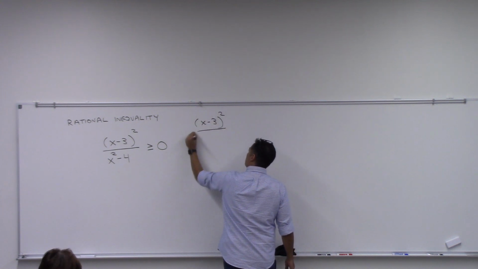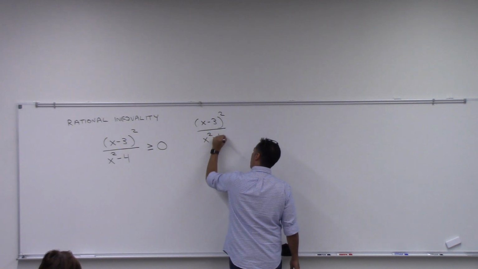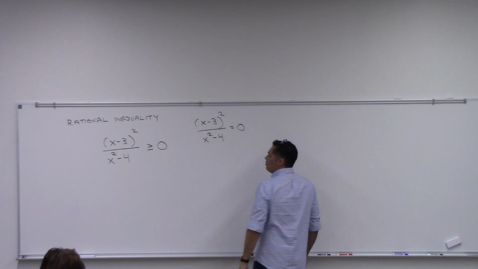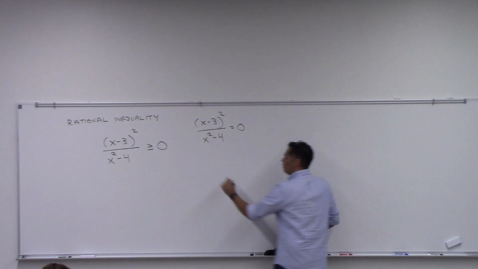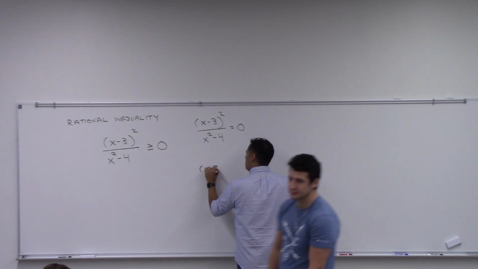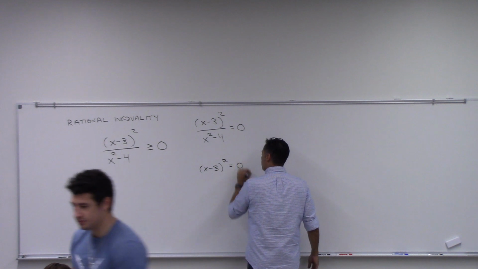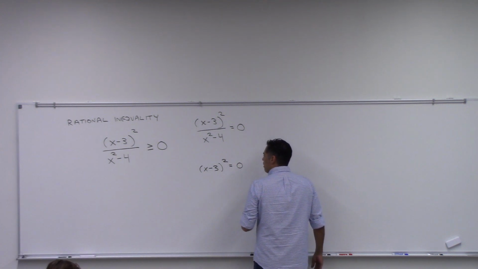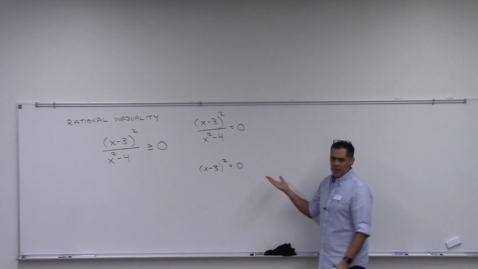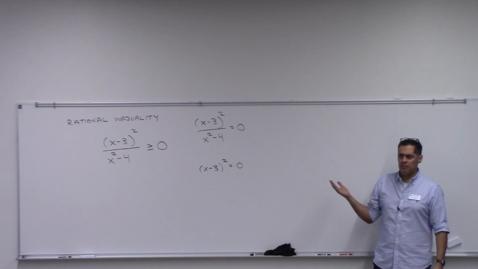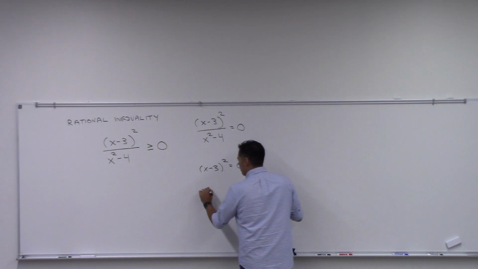Change it to an equation. And then I have 2 things to look at. First, what makes the top 0? So set the top equal to 0. Bless you, by the way. And so I just took the numerator, set it equal to 0. Well, is that obvious, what x has to be to make that 0? 3, right? X is 3.